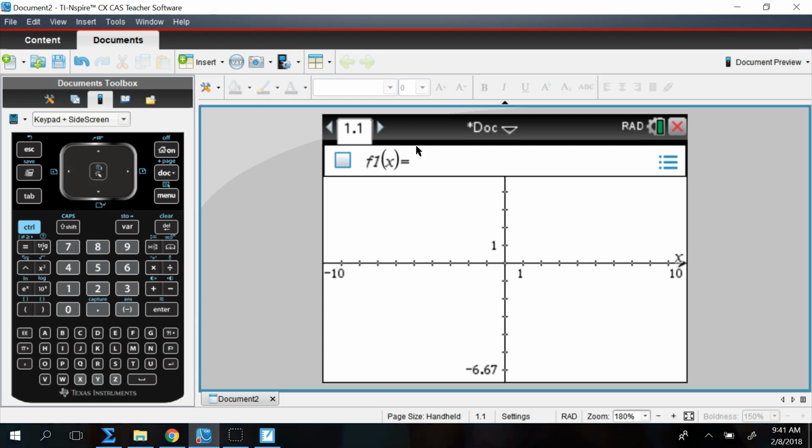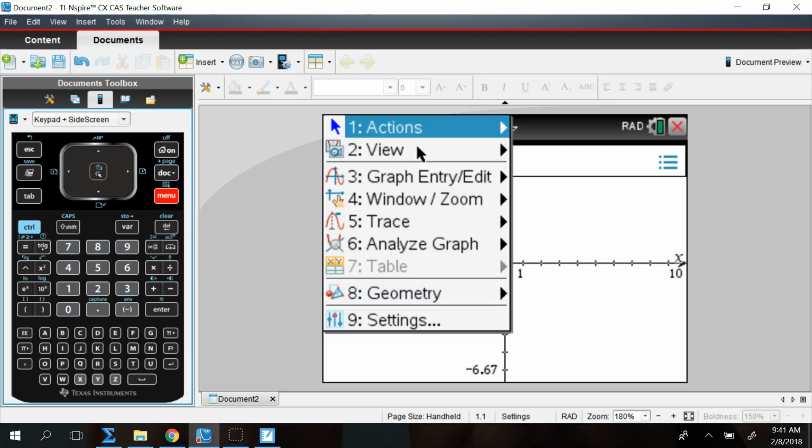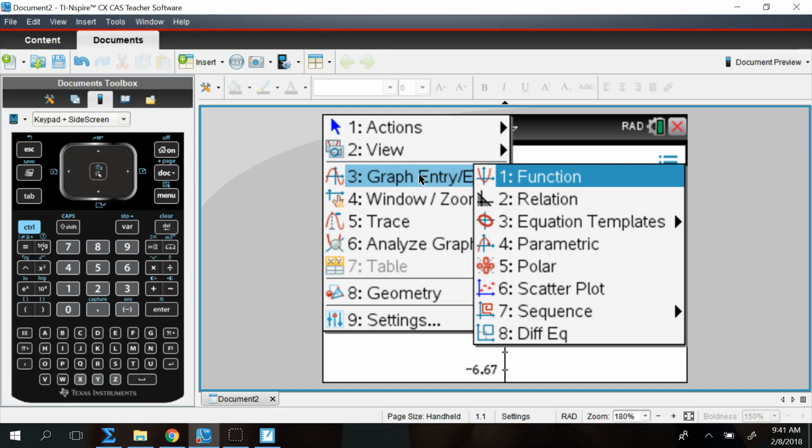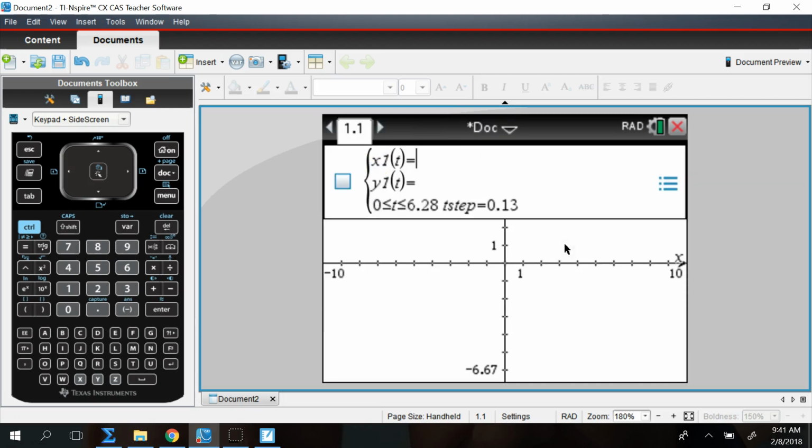So what I need to do if I'm graphing a parametric is I first need to go into menu, and then I need to go over to number 3, graph entry edit. That gives me a list of 8 different types of graphs that the calculator can graph for me, and I am going to want to go with parametric. It's number 4 on mine.